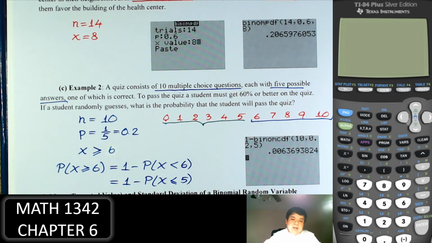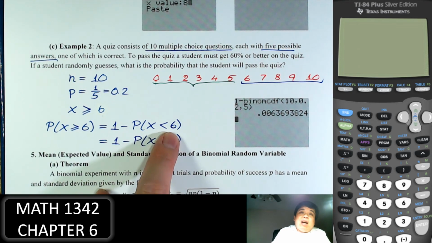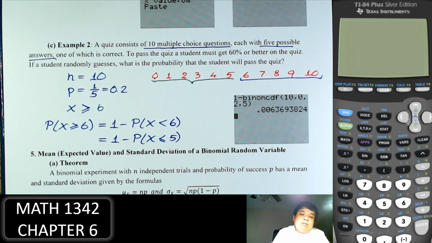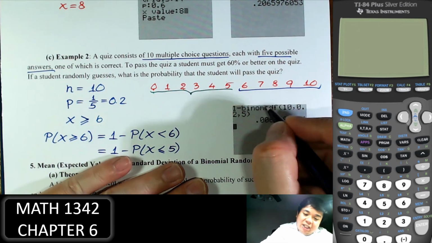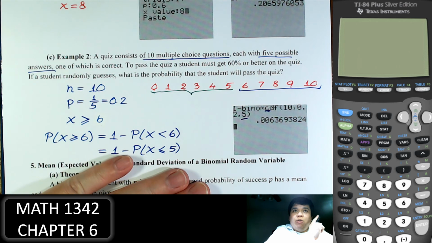So if we want greater than or equal to 6, we have to do the complement of that, which is less than 6, which is less than or equal to 5. Where we put it in the calculator, the CDF, and then 5, meaning it will go from 0, 1, 2, 3, 4, 5.